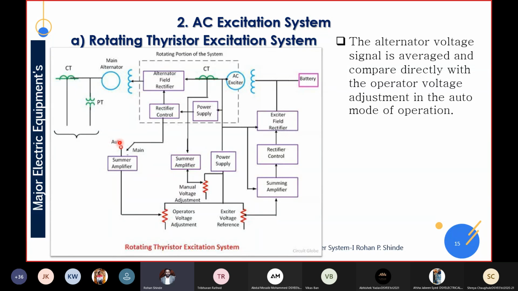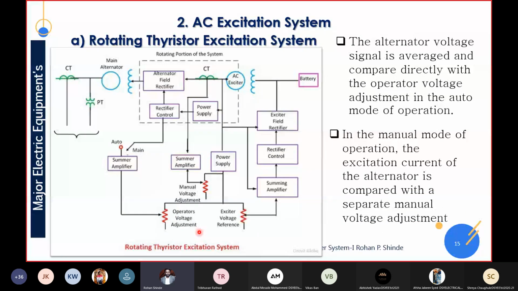So see here, this is auto mode operation. If auto mode operation is there, then this main will be directly connected to here. Okay, whenever the alternator voltage is averaged and compared directly with the operator voltage adjustment, then there is an auto mode of operation.